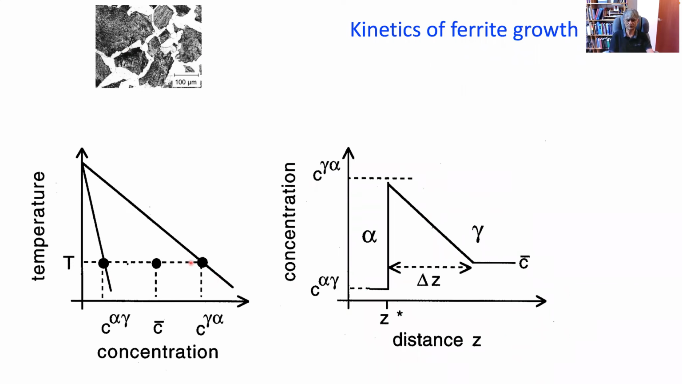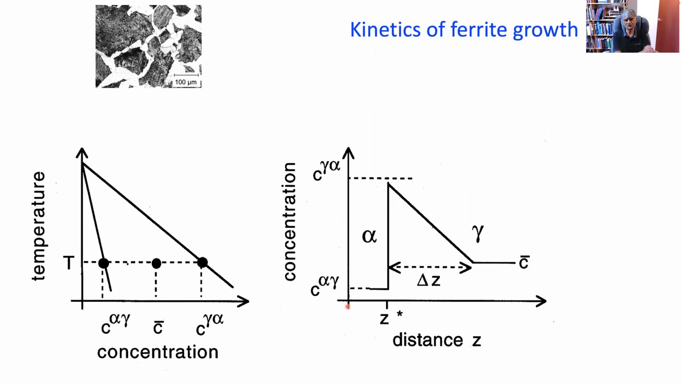A tie line is simply where the chemical potentials are identical, even though the concentrations are different, just like in the ice water example that I gave you. And C bar here is the average concentration. And I'm also going to assume that we are looking at the stage of transformation where there is no enrichment of the austenite far from the interface. So no change in C bar far enough from the interface.